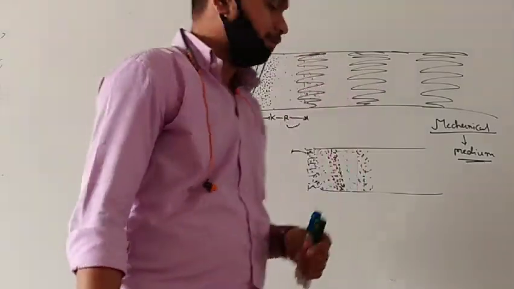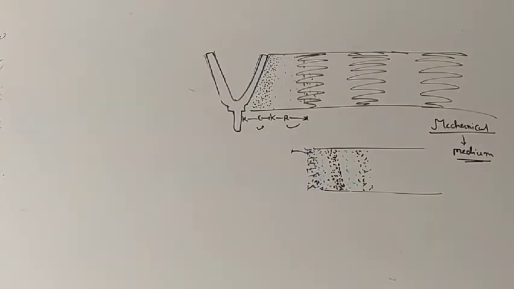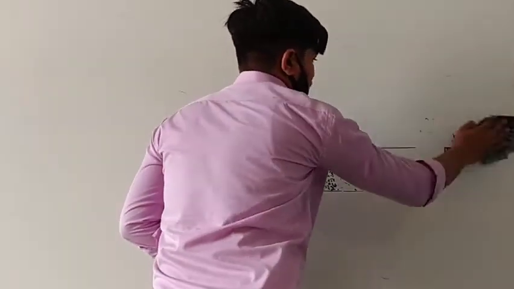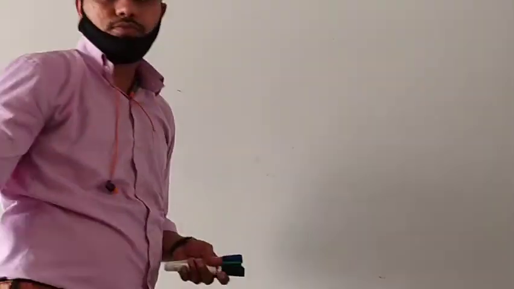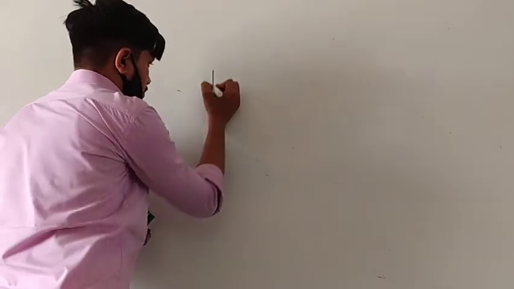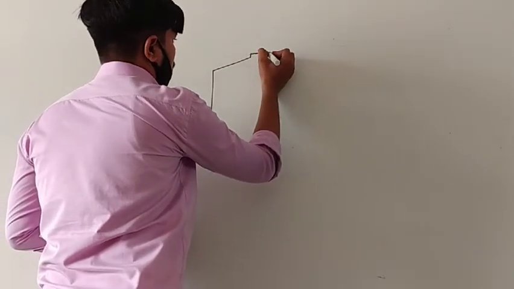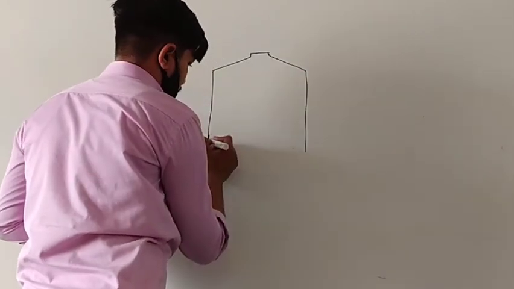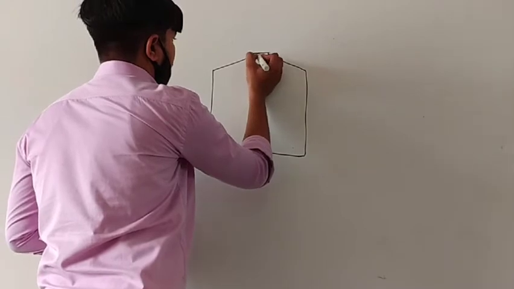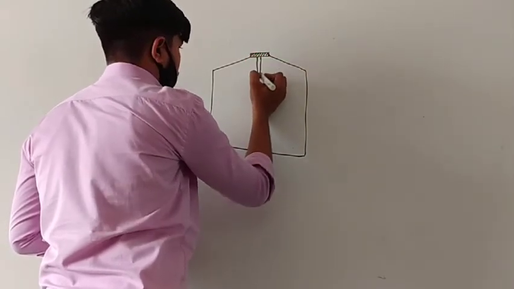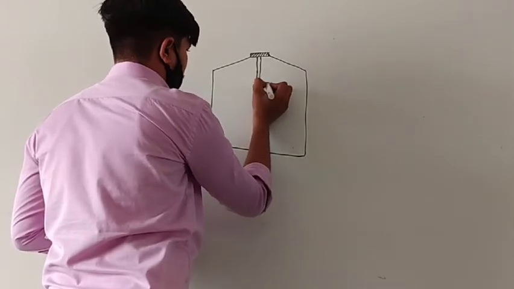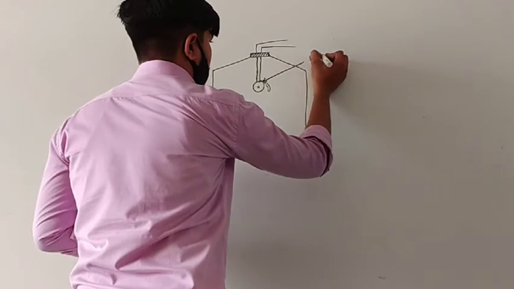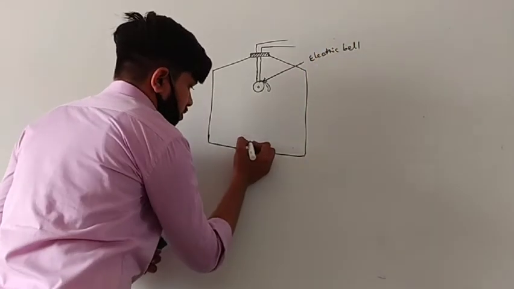There is one activity given to you for that. So first of all, what you have to do for that? Then you have to take a bell jar. And you have to hang an electric bell inside of it. There are two wires which are connected with the batteries. So here is the electric bell, and here it is vacuum.